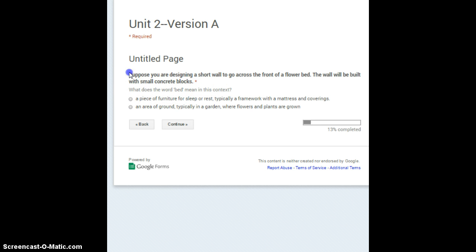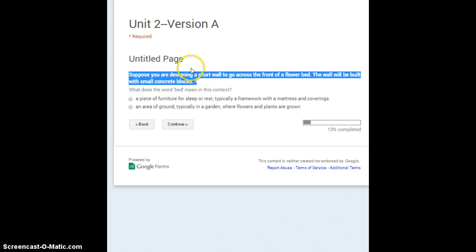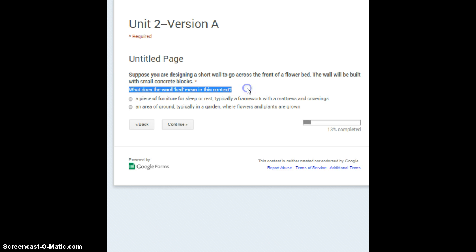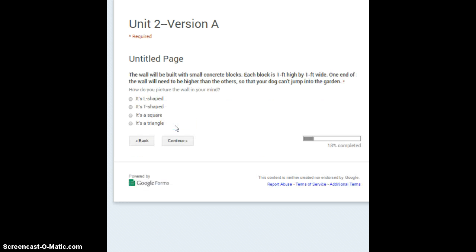This is just the first sentence. Suppose you were designing a short wall that we just read out loud. Nothing's new here. And it's asking us, what does the word bed mean in this context? The word bed does not mean a piece of furniture. In this context, it means an area of ground, typically in a garden, because it's a flower bed.